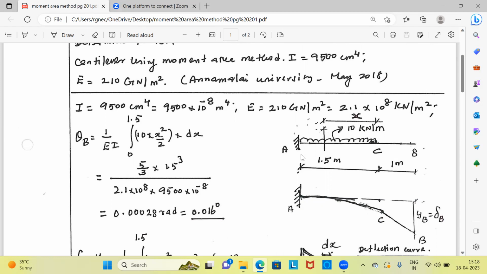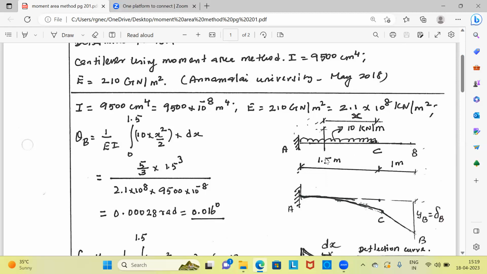A is the fixed end. Therefore, slope at A is 0. That means theta A is equal to 0. Theta B is at the free end, so slope exists at theta B. Let us apply the theorem for the points B and A. Theta B minus theta A, where theta A is equal to 0, means theta B minus theta A is equal to theta B itself.